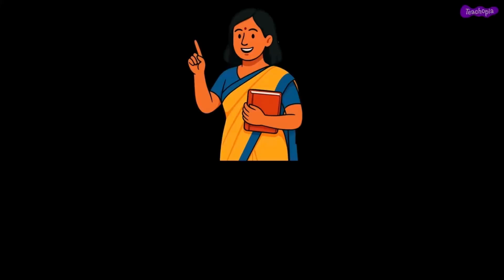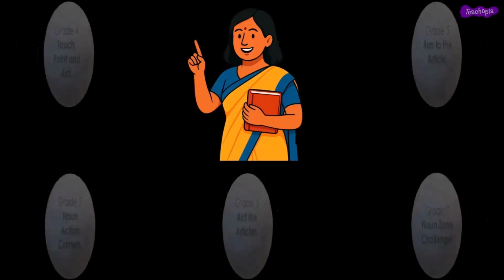Goodbye, everybody. On this slide, we see some activity ideas for different grades designed to teach nouns and articles through total physical response. For grade 4, we start simple with touch, point, and act, where children physically point to or touch objects and act them out to recognize nouns.